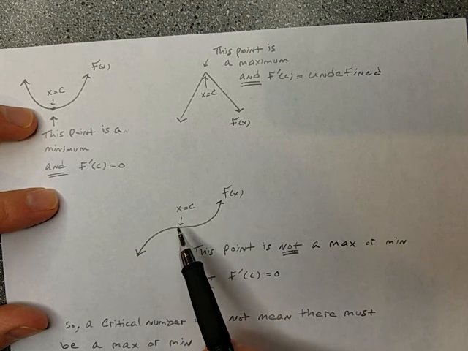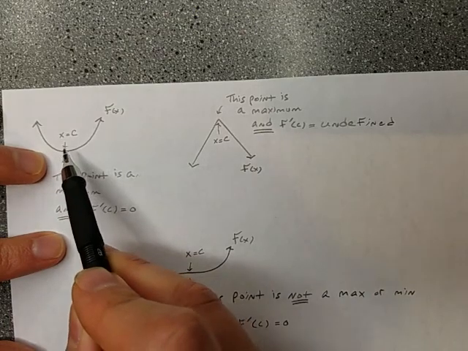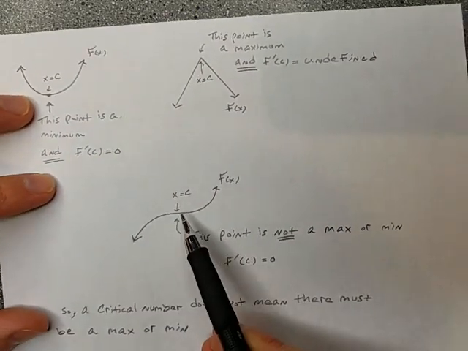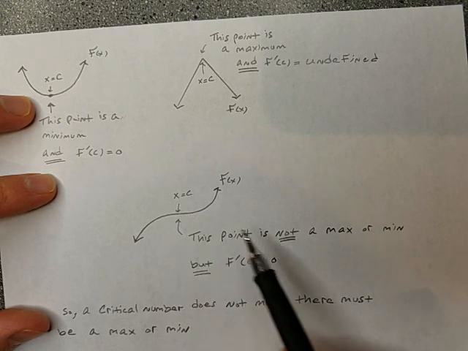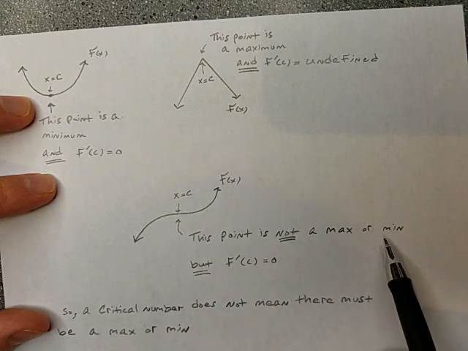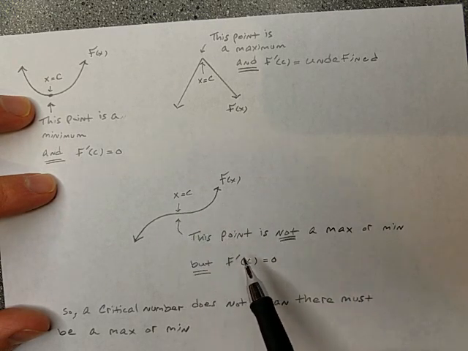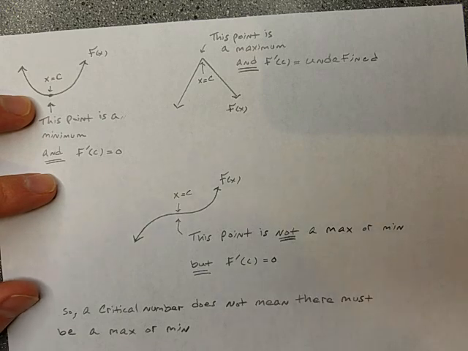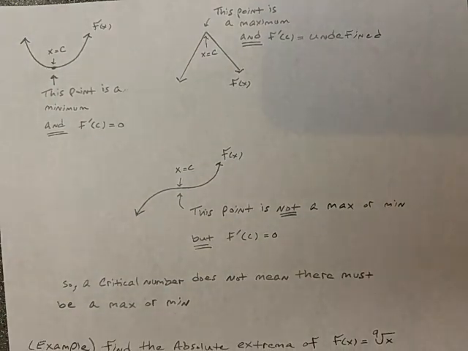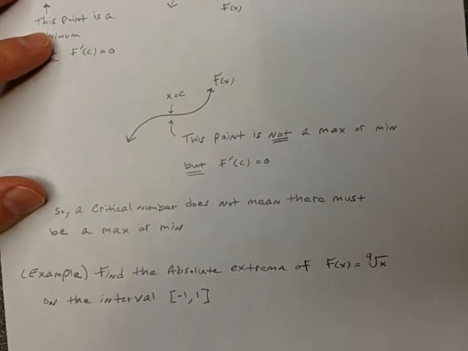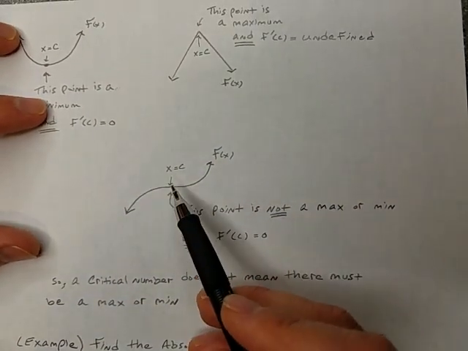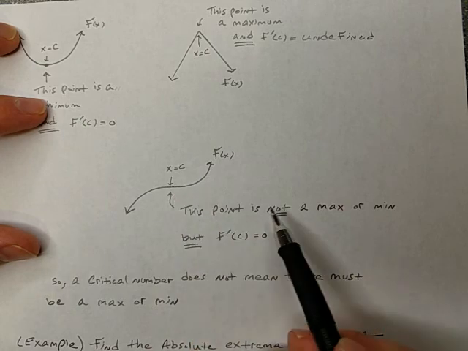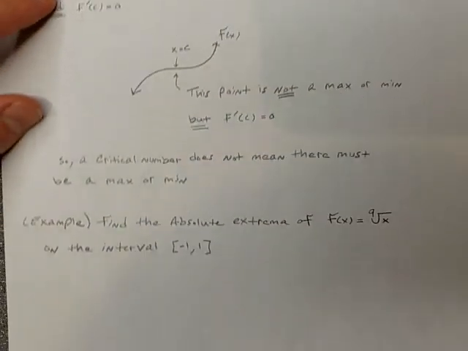However, just because there's some point on a curve that is a critical number, like right there, see this curve? Right there, it's perfectly flat. Just like right here, it's perfectly flat. But at that spot, there is not a max or a min, even though f'(c) is equal to 0. So just because you find a critical number when you do your math doesn't mean that there is a maximum or minimum at that point.